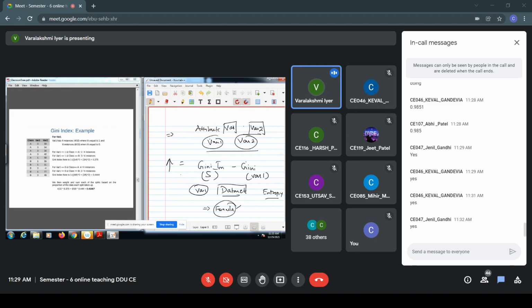In this case, we'll calculate the impurity of variable 1 and 2, and then we'll split on the variable which has the highest value. So the Gini impurity value of the entire system minus the Gini impurity of variable 1, if this value is higher in comparison to the difference for variable 2, then that will be chosen to split your data set. Okay, yes or no? Is this clear? Is everyone clear with this?